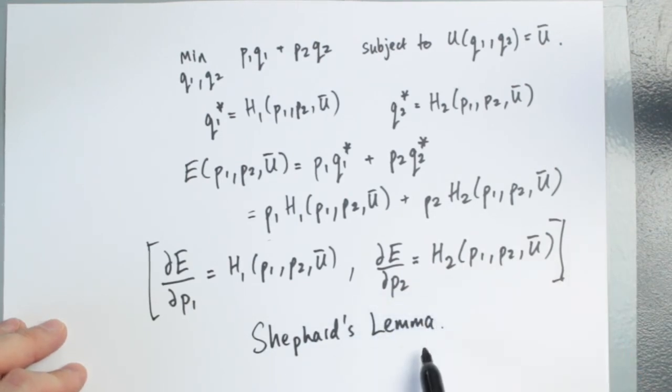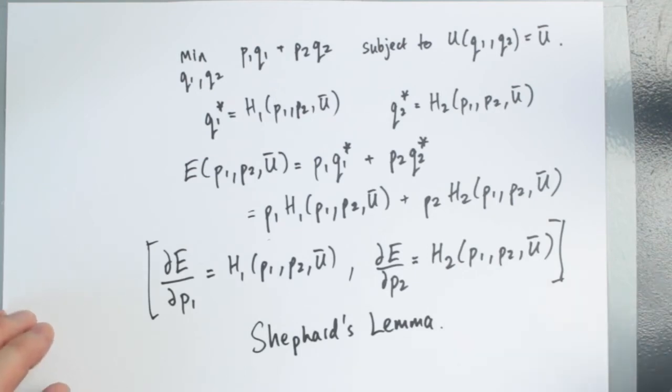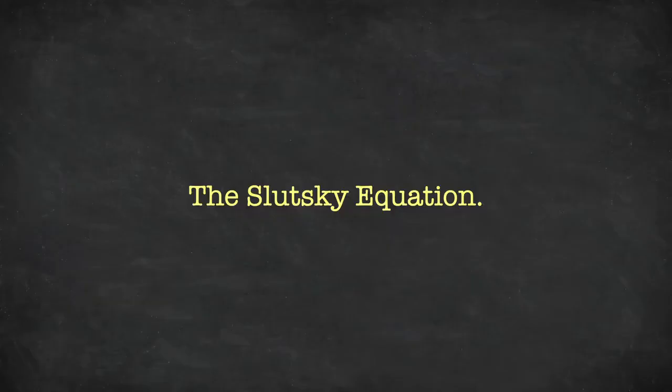Okay? And again, lemma just means a small theorem, or a result that is used as a building block of another theorem; that is what mathematicians call a lemma. So Shephard's lemma is a very important foundational result in consumer theory. We're going to use this next as we derive the Slutsky equation. So now we have everything we need to derive the Slutsky equation.